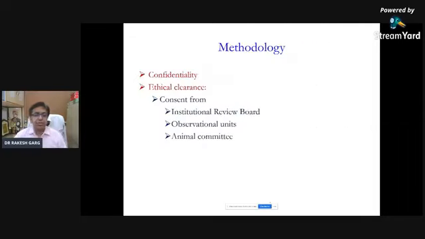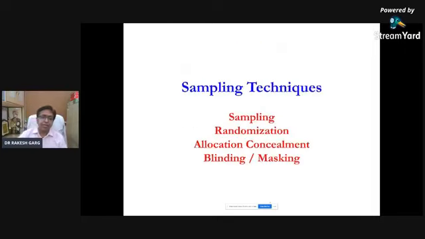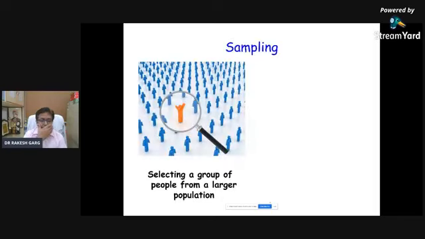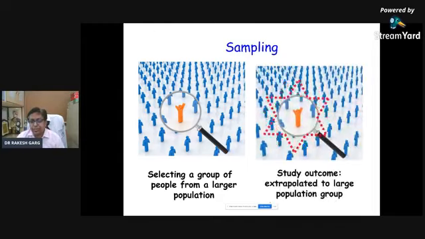You should be very cautious about the confidentiality and the ethical approvals from your institutes, and that is very, very important. Now, coming to the sampling technique, we have decided the patients' inclusion and exclusion criteria. We need to sample. The best study would be if you include all the patients, all the persons, and then you'll be absolutely sure that this is true, but that is not ethical. So what we do is we sample: we select a group of people from a larger population and then extrapolate it.